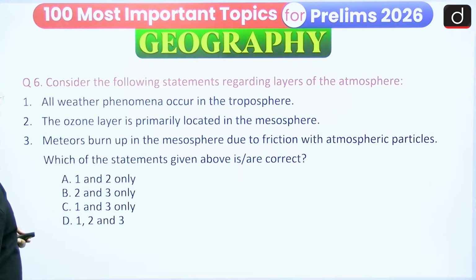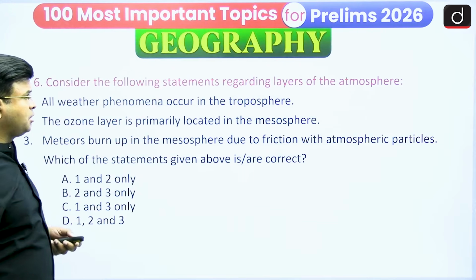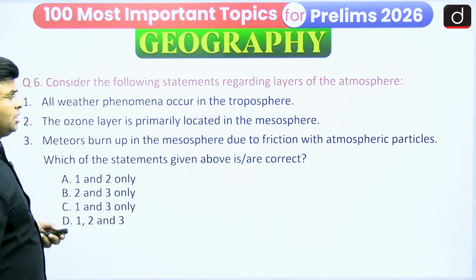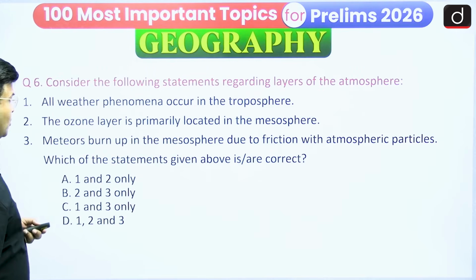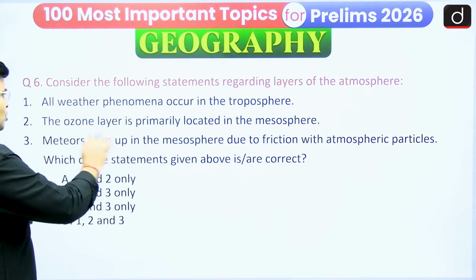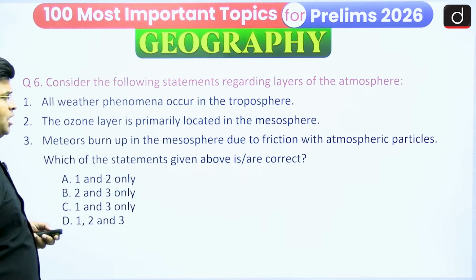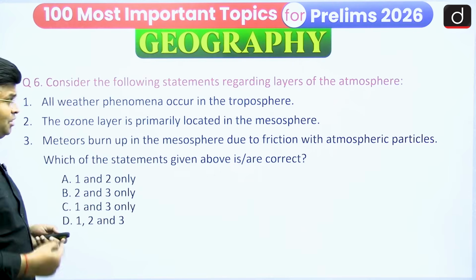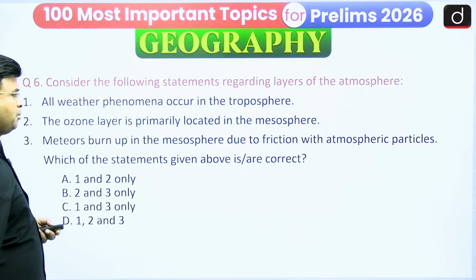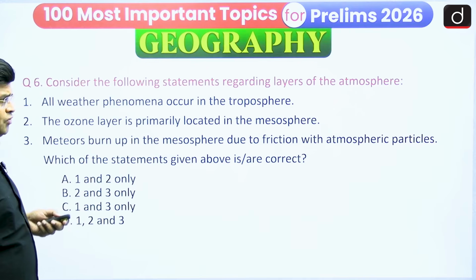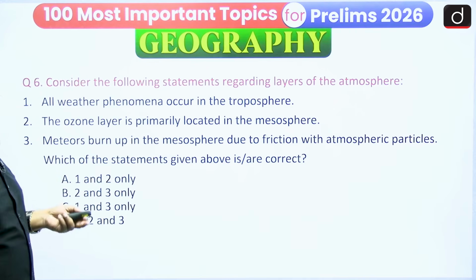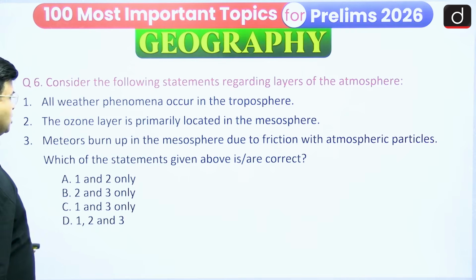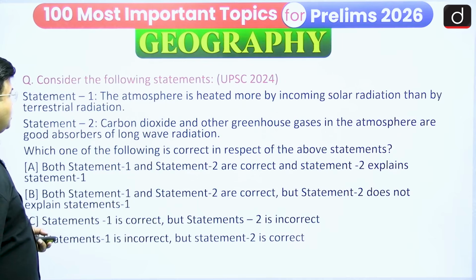Consider the following statements regarding the layers of the atmosphere. All weather phenomena occur in the troposphere; we have to see whether it is right or wrong. The ozone layer is primarily located in the mesosphere; you have to say whether the ozone layer is in the mesosphere or the stratosphere. Meteors burn up in the mesosphere due to friction with atmospheric particles; friction is important for burning, so say whether it is right or wrong. Which options are correct? You have to see into it.